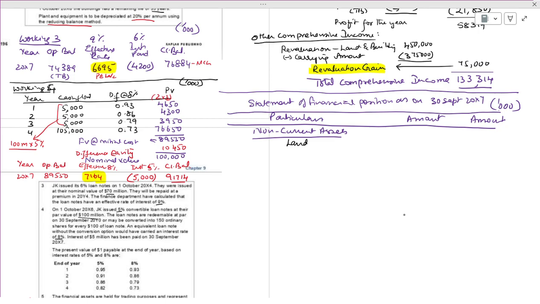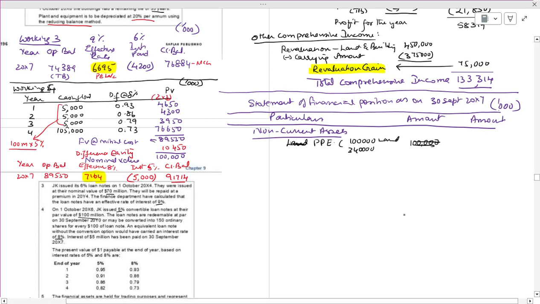We can make it as property, land, and equipment. Fine. No problem. You can put it as property, land, and equipment also. Okay, that's very good. You can put it in property, plant and equipment. How much is there? 100 is the land. I am writing for your understanding.